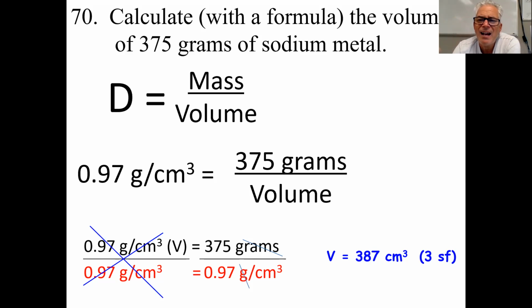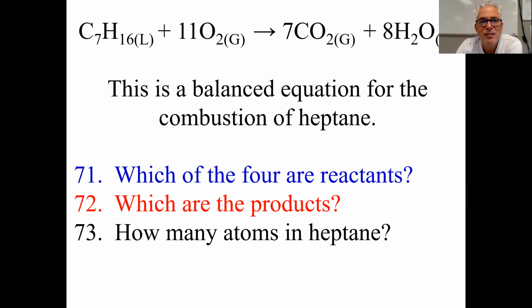Now, you might ask, how come it's not just 2 significant figures? 0.97, 2 significant figures. No, no, no. That is a fact, Jack. That's from a table and not a measurement. It has unlimited significant figures. Our answer is limited by the 3 significant figures in the mass.